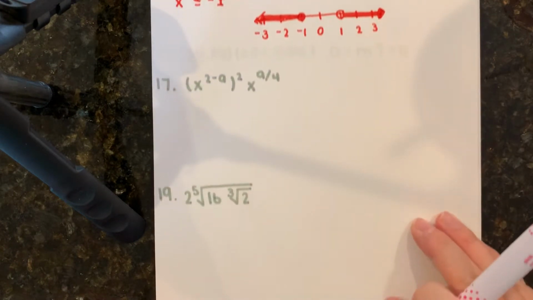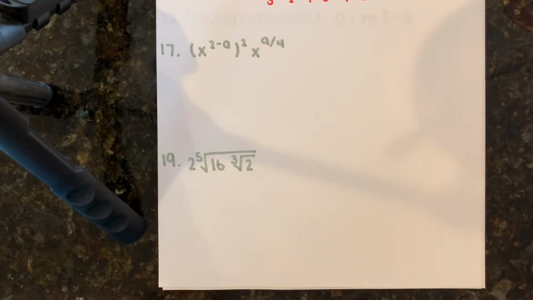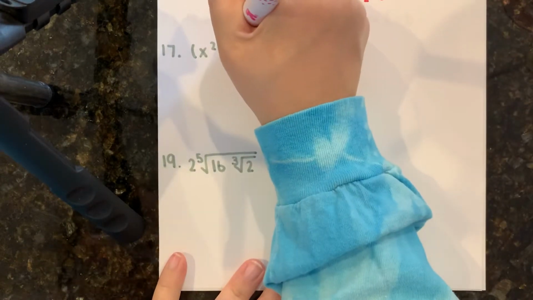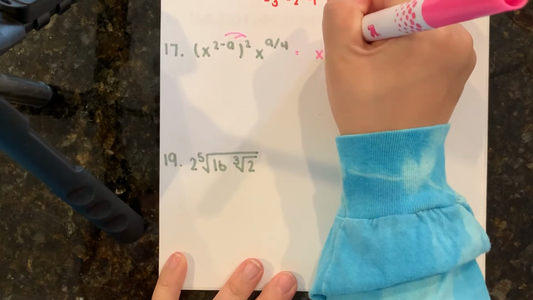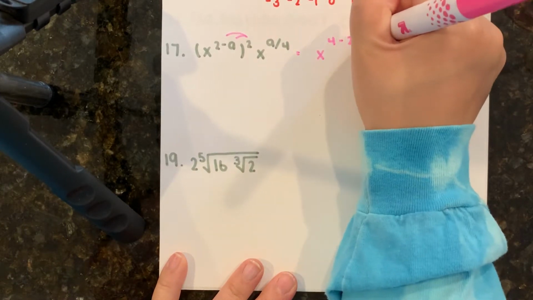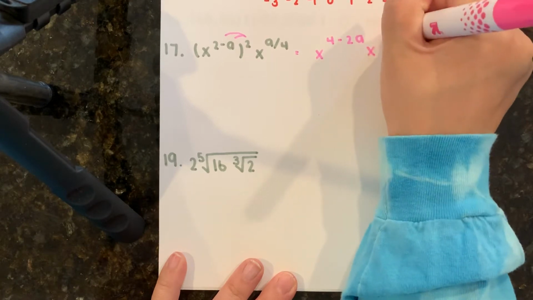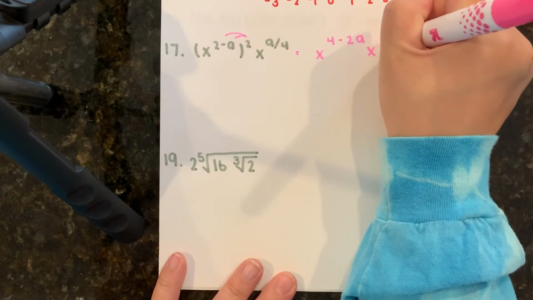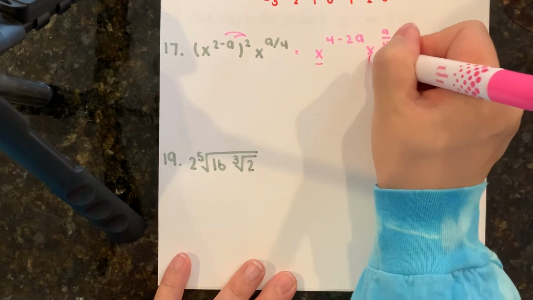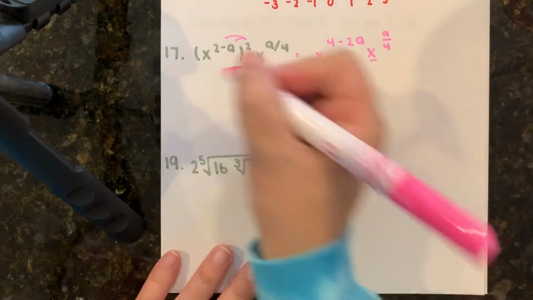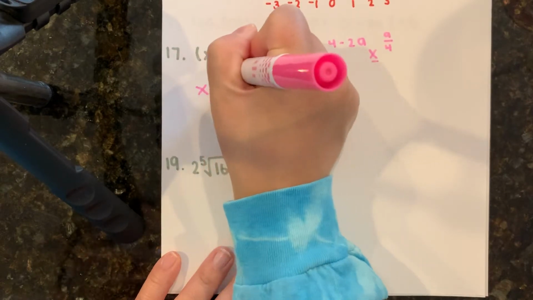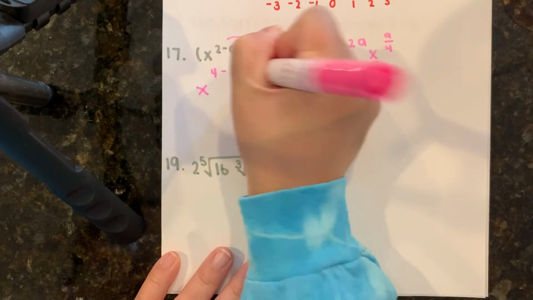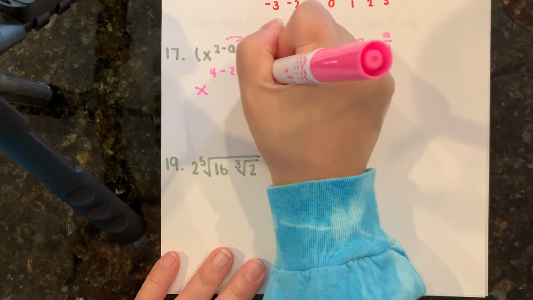Now moving on to number 17, the first thing that I'm going to do is distribute this 2. That will give me x to the 4 minus 2a. And then I have x to the a over 4. If my bases are the same, I can add those exponents together. So I'm going to have x to the 4 minus 2a and then plus a over 4.